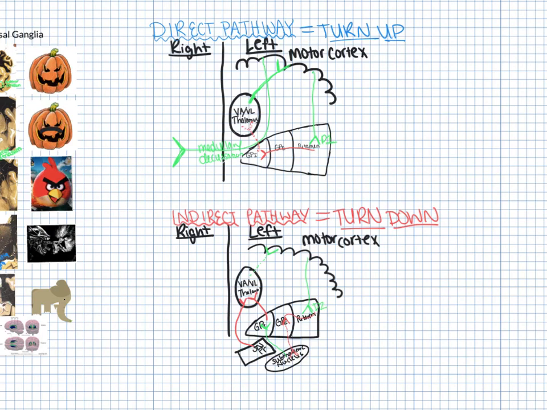And it's important to remember that the basal ganglia are on the same side of the motor cortices that they respond to. However, they'll end up affecting the opposite side of the body, because obviously the cerebral cortex, motor cortex affects the opposite side of the body.